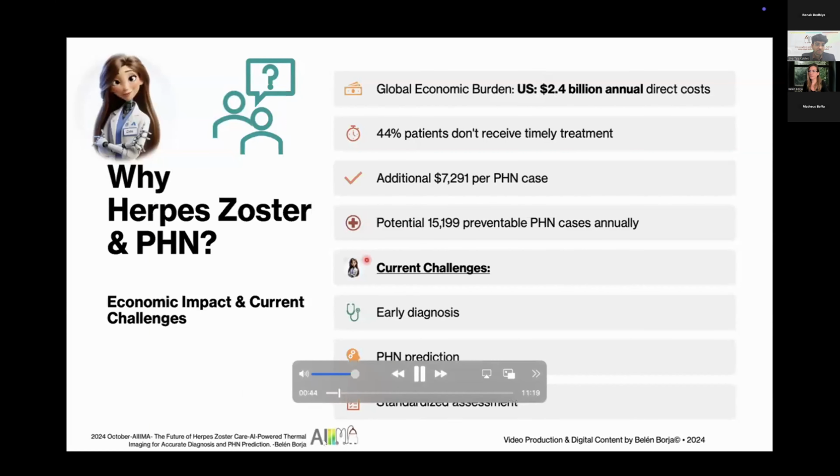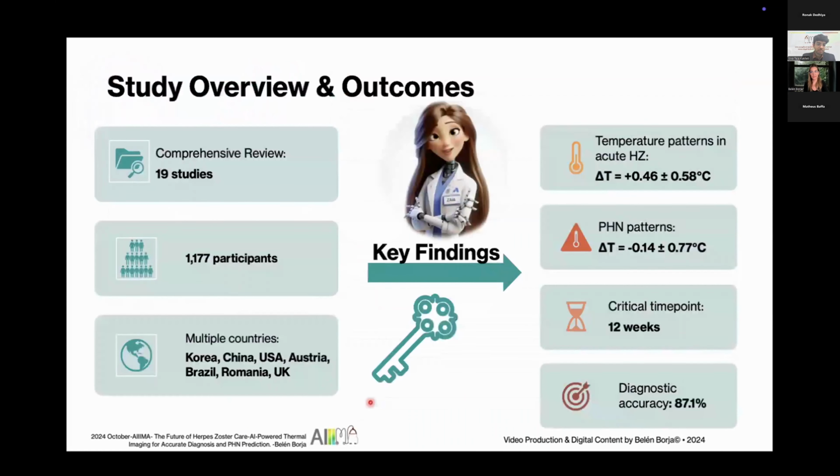But this is no time to tiptoe around, it's time to take action. The current challenges are crystal clear: early diagnosis, accurate PHN prediction, and standardized assessment. This research represents an opportunity to ignite positive change and confront these health adversaries head-on. Our comprehensive review analyzed 19 studies involving 1,177 participants across 7 countries.